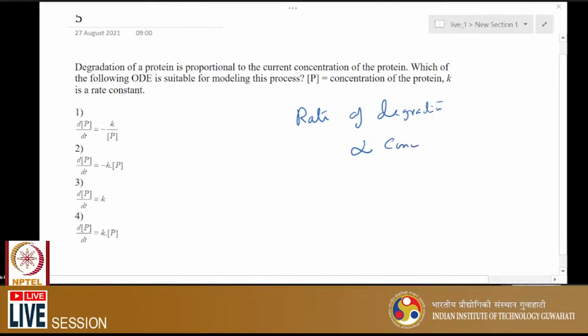Now the question is, which of the following ODEs, 4 ODEs are listed here, is suitable for modeling this process, where the concentration is in the square bracket and k is a rate constant. So I think it's very easy to answer. If you in your college level have done first order reaction, second order reaction, or even if you remember the law of mass action, you should be able to tell. Can someone try? Which one will be the correct answer? 1, 2, 3, or 4?